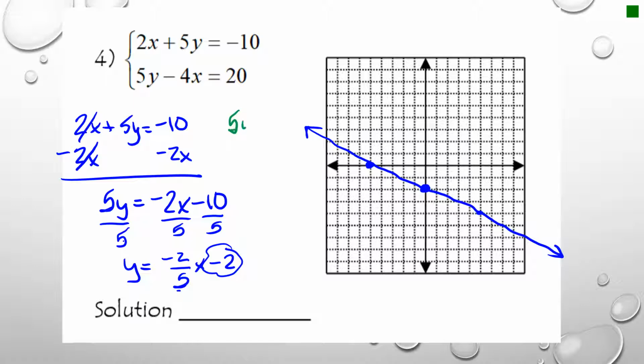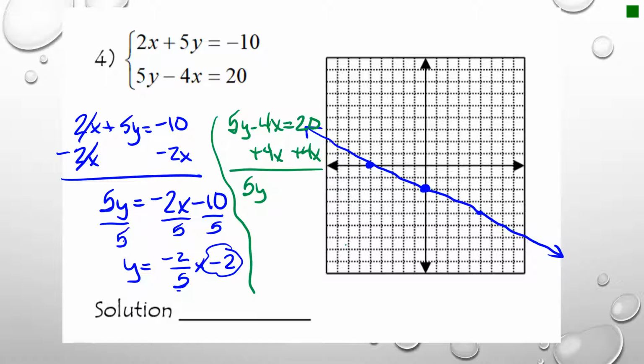Then we've got 5y minus 4x equals 20. We need to get the y alone, so we're going to add 4x to both sides. So what do I have left over? Oh my gosh, this is getting squishy. 5y equals 4x plus 20. Got to get rid of the times 5. So we're going to divide both sides by 5. So we have y equals 4/5 x plus 4.